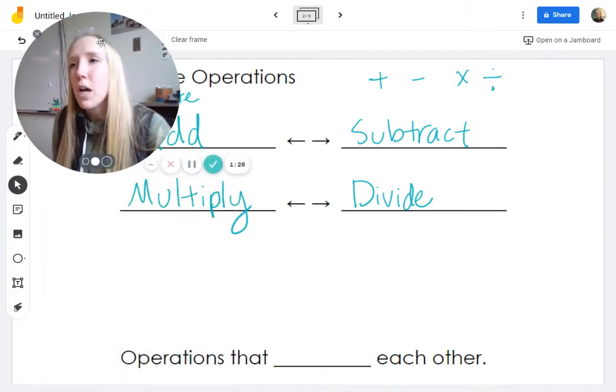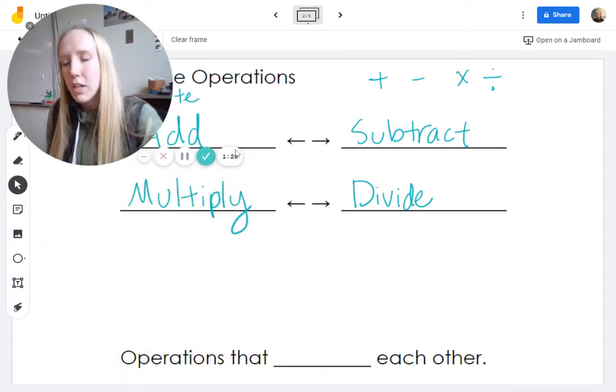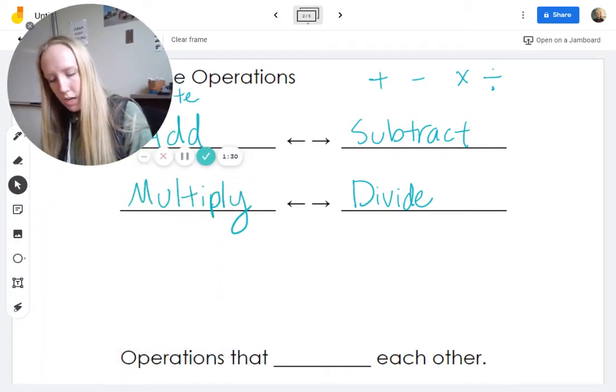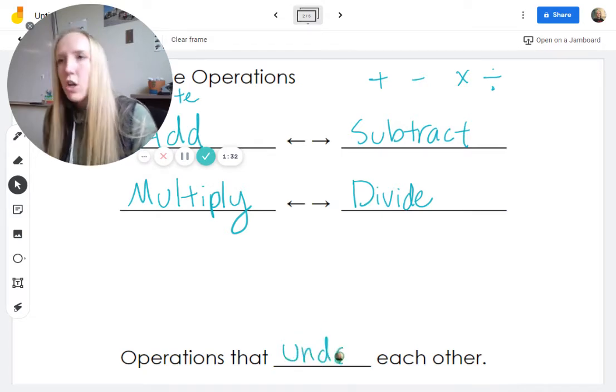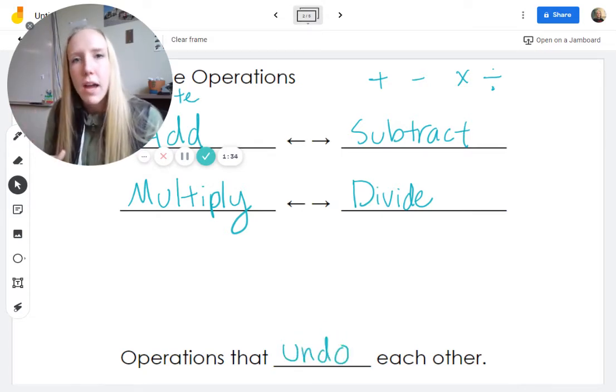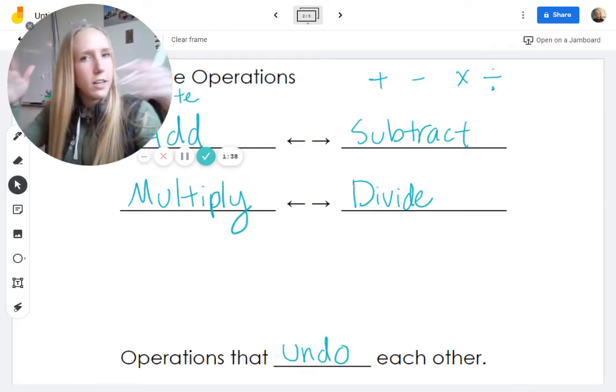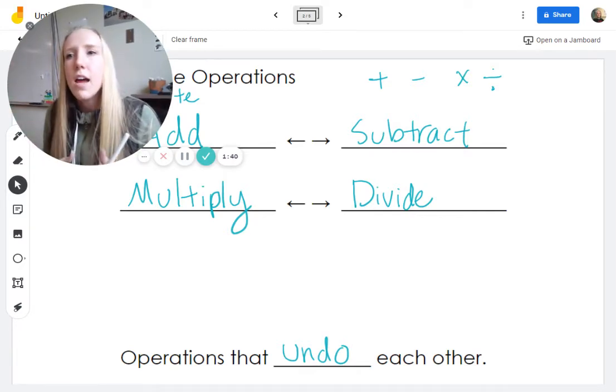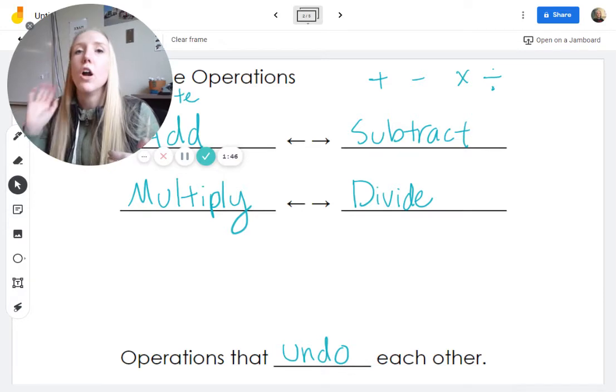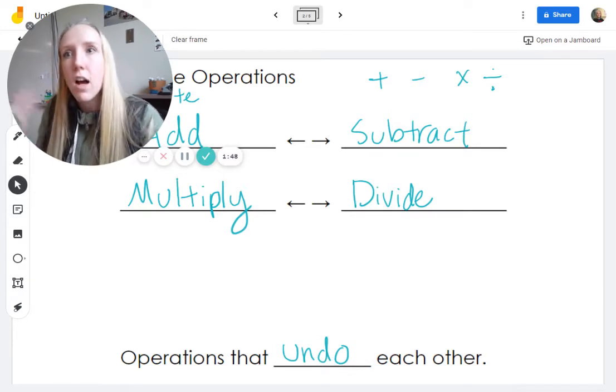Another way to think about inverse operations is that they are operations that undo each other. If you add something and then take it away, that undoes it. If you subtract something and then add it, it undoes it. It's like nothing ever happened. And if you multiply and then divide, same thing, those undo each other. So inverse operations are opposite operations that undo each other.